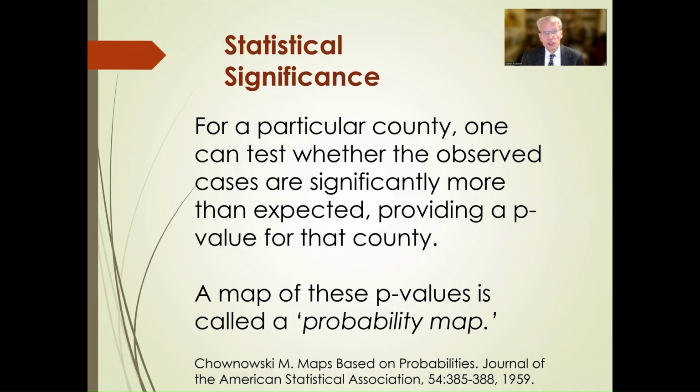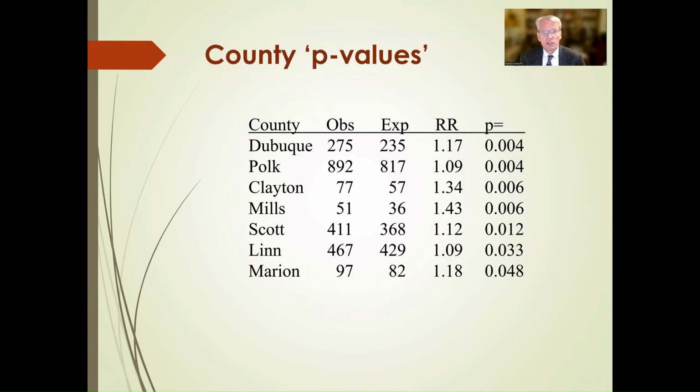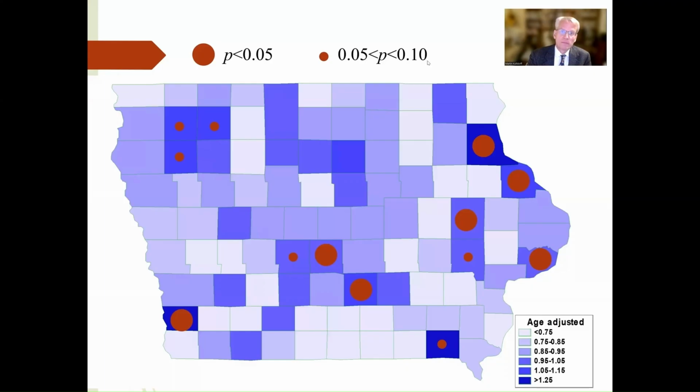We could, of course, for each county, and there are 99 counties in Iowa, do a test to see if it is statistically significant. That would be creating what's called a probability map with p-values. If we do that, we find that there are 7 counties of the 99 that have a p-value less than 0.05. But there is a problem. Here we map them, so we can see those 7 dots, and we have 6 smaller ones with p-values between 0.05 and 0.1.